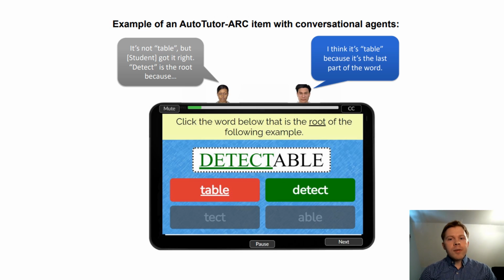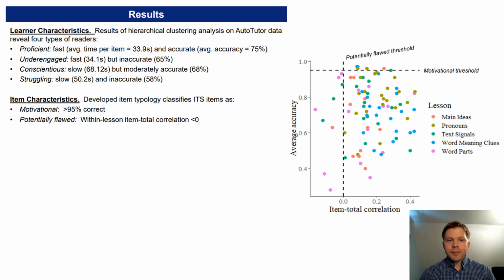We had about 250 people who are currently enrolled in adult literacy programs take the RISE assessment, then use AutoTutor ARC in an instructional program. For this poster, we'll be focusing on how the pretest can integrate with AutoTutor data.